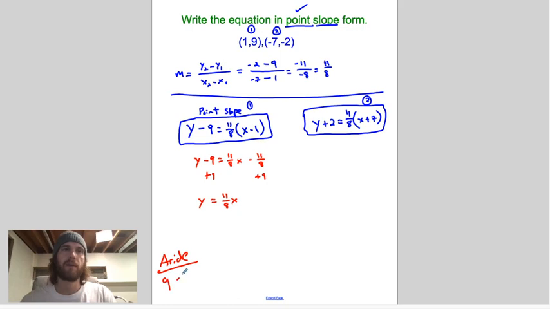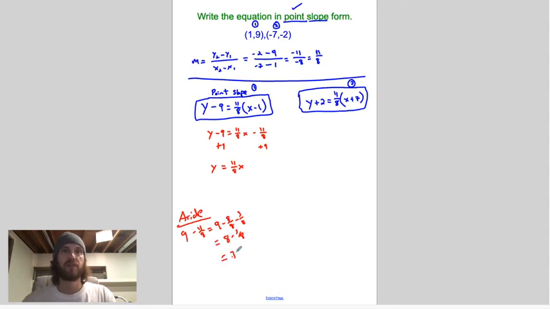9 minus 11 over 8 is really the same as 9 minus 8 over 8 minus 3 over 8, because 8 over 8 is 1, 8 plus 3 is 11. We're still subtracting 11 eighths. I've just rewritten it, and 8 over 8 is 1. So it's really 8 minus 3 over 8, which is really 7 and 5 eighths. Great. Fantastic. Oh, that's not in point slope form, so I'm not going to write it that way.